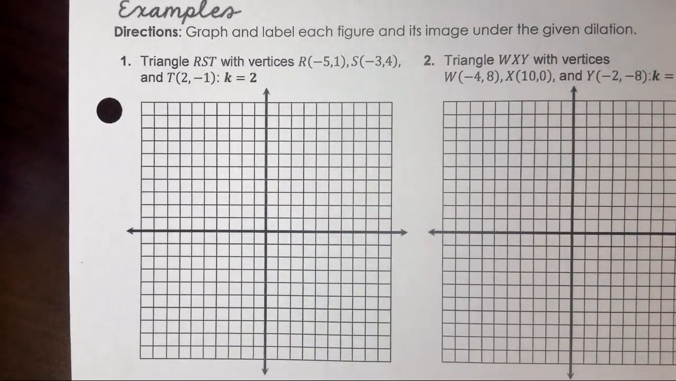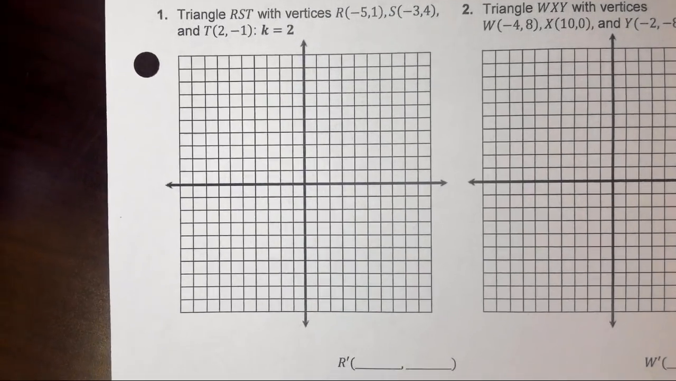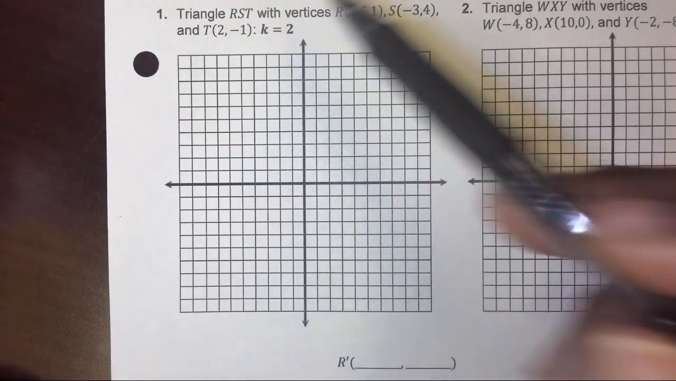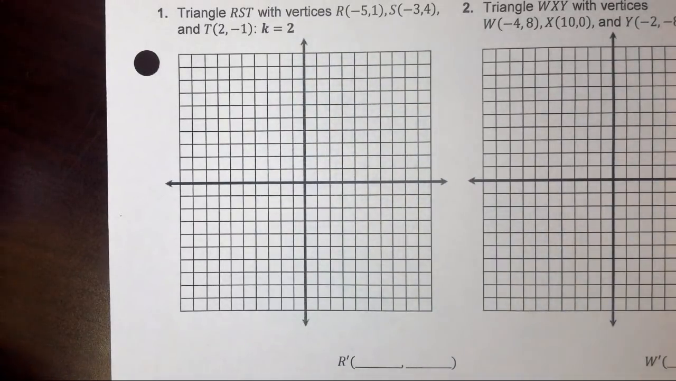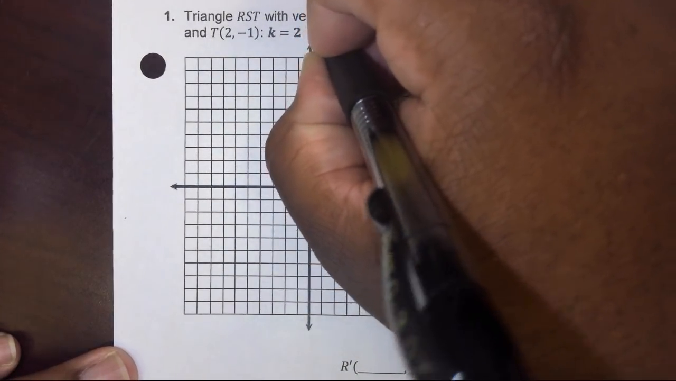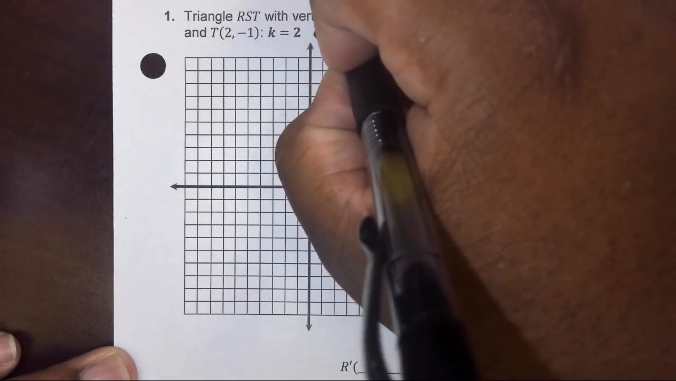Graph and label each figure and its image under the given dilation. So number 1, we're going to dilate triangle RST with vertices R (-5, 1), S (-3, 4), T (2, -1). And if you see, my scale factor is K equals 2. So the first thing you should ask yourself is, is this going to be an enlargement or a reduction? This is a number greater than 1. It's going to be an enlargement. This image should get bigger.